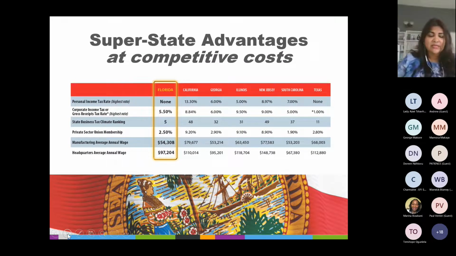This just demonstrates Florida's super competitiveness relative to other states. We look at states like California, Georgia, Illinois, New Jersey, South Carolina, and Texas. You'll see from this that Texas is quite small, but Florida ranks really high in areas like lower than normal wage rates, low unionization, and highly favorable business tax. And I think everyone's favorite is the no state personal income tax, one of the biggest draw cards. Next slide, please.